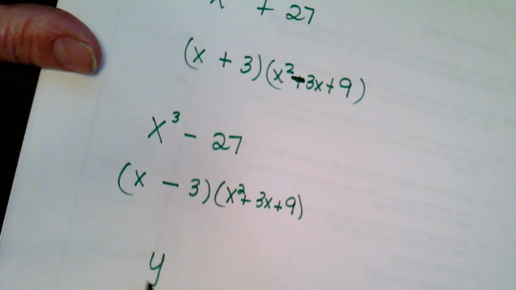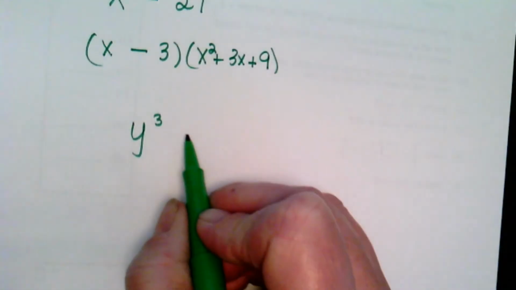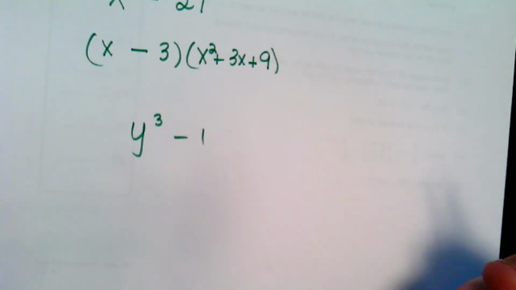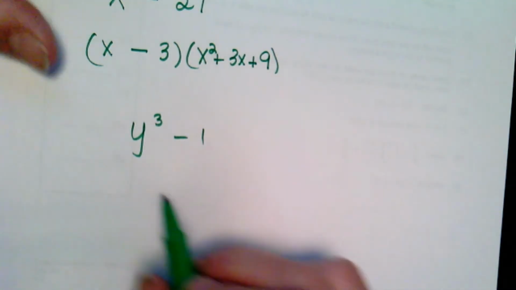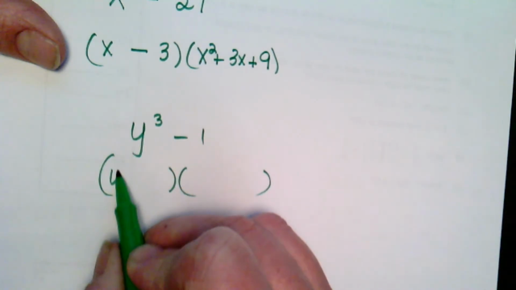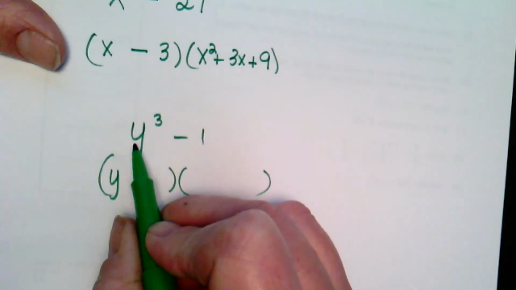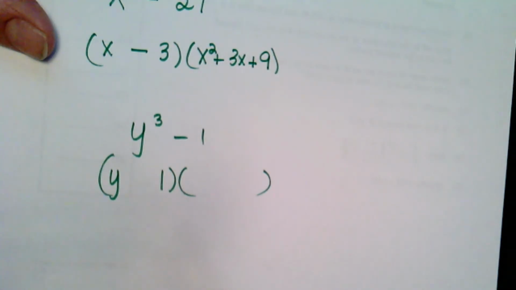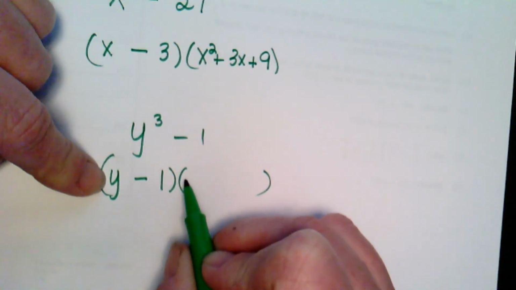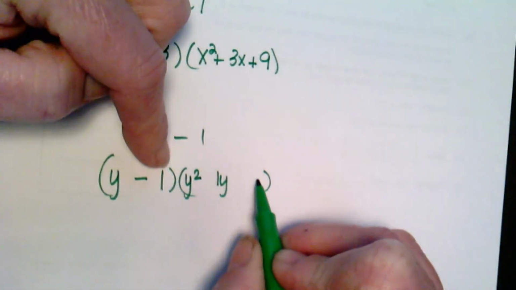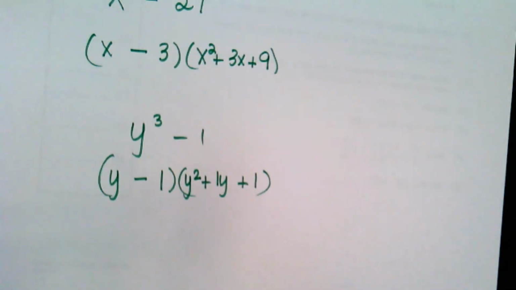We could do y to the third minus 1. Perfect cube. 1 is always a perfect cube, perfect square, perfect anything. So we have 2 sets of parentheses. Cube root of y to the third is y. Cube root of 1 is 1. Minus goes in the first one. Then we're going to square the first term, multiply the 2 terms, square our last term, and then put pluses in there.